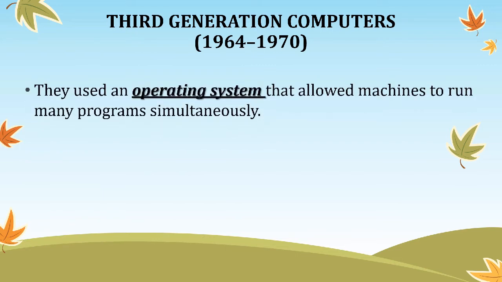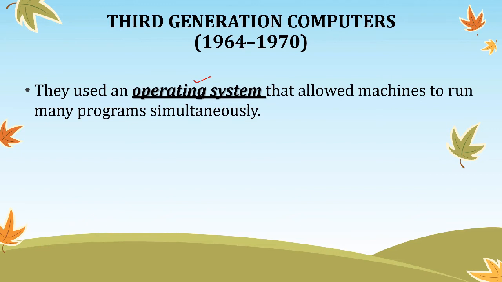In third generation computers, operating systems are used. What is an operating system? This is the master control of the computer. For example, in your mobile, have you heard of Android? You say Android phone. What is that Android? It is the operating system of the mobile.